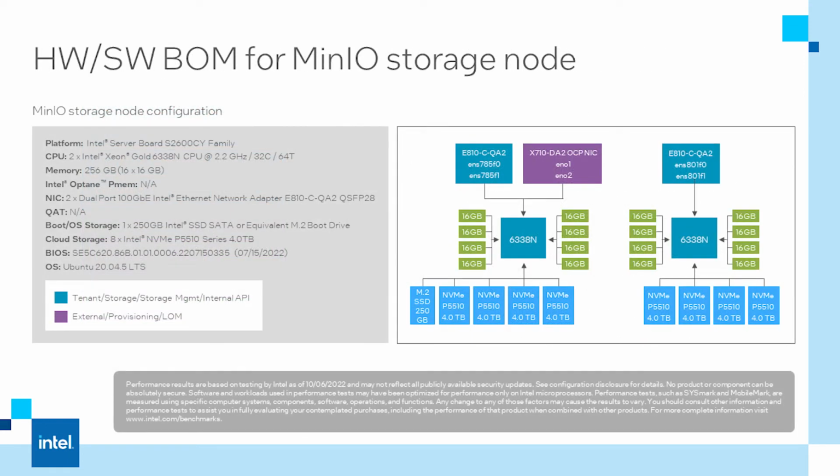This slide presents an overview of the hardware and software BOM for 1 out of the 4 of the MinIO storage nodes, noting that all 4 of the storage nodes are identical in terms of hardware and software. In this case, each of the MinIO storage nodes is populated with 8 NVMe drives, each with a capacity of 4 terabytes, for a total of 32 drives, along with 128 terabytes of capacity. As mentioned, each node also has a separate dedicated interface for handling network traffic over the storage plane.